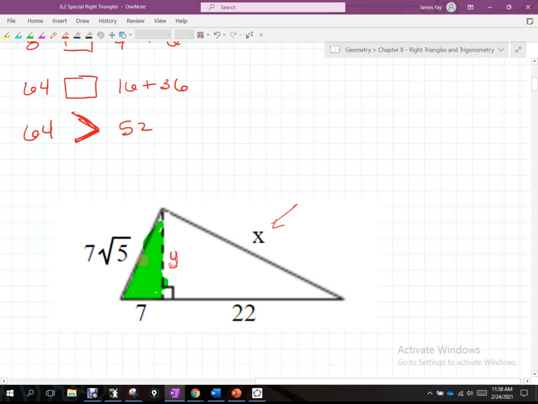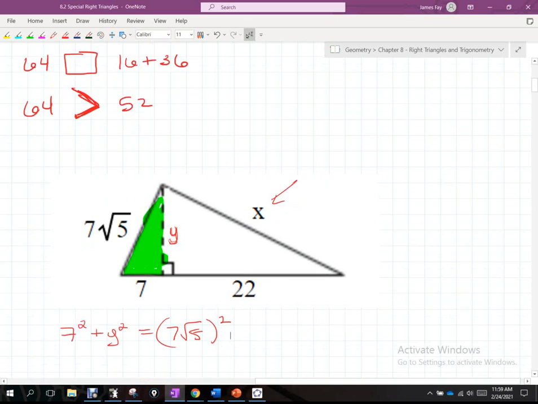And you've got 2 of the 3 sides, right? Would you guys agree that 7 squared plus Y squared, those would be the legs of this right triangle, correct? Should that equal 7 radical 5 squared?